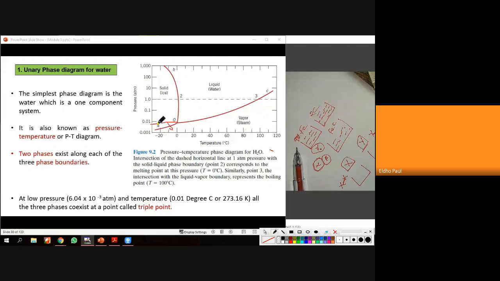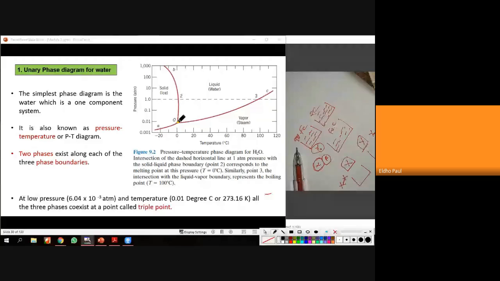But in this region, which is the region of ice or solid, the solid is directly converted to vapor. That is the sublimation process: the solid is converted directly into vapor. And here we can see a point. This point is called the triple point.